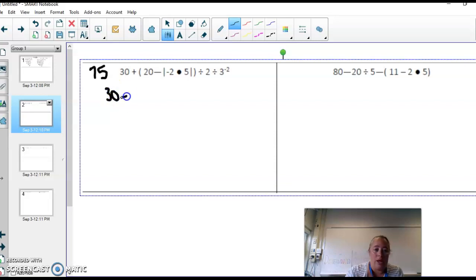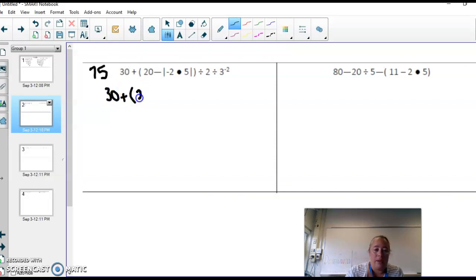Okay, 30 plus. Okay, my first step this time is absolute value. Absolute value is like parentheses. Negative 2 times 5 is negative 10. Divided by 2, divided by 3 to the negative 2. I'm sorry, I need to be writing PEMDAS each time as reference. I forget that I'm on a different slide.